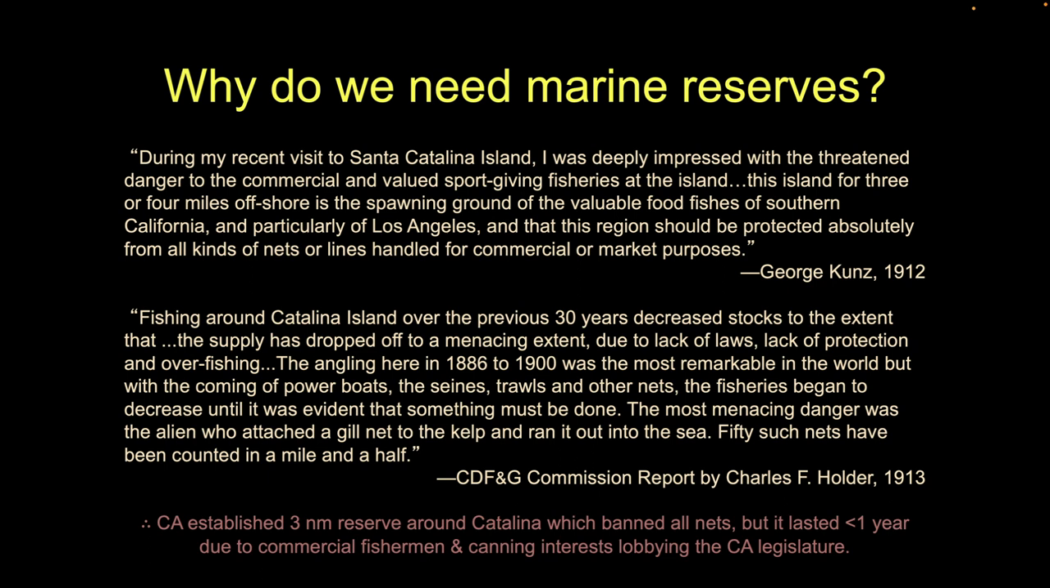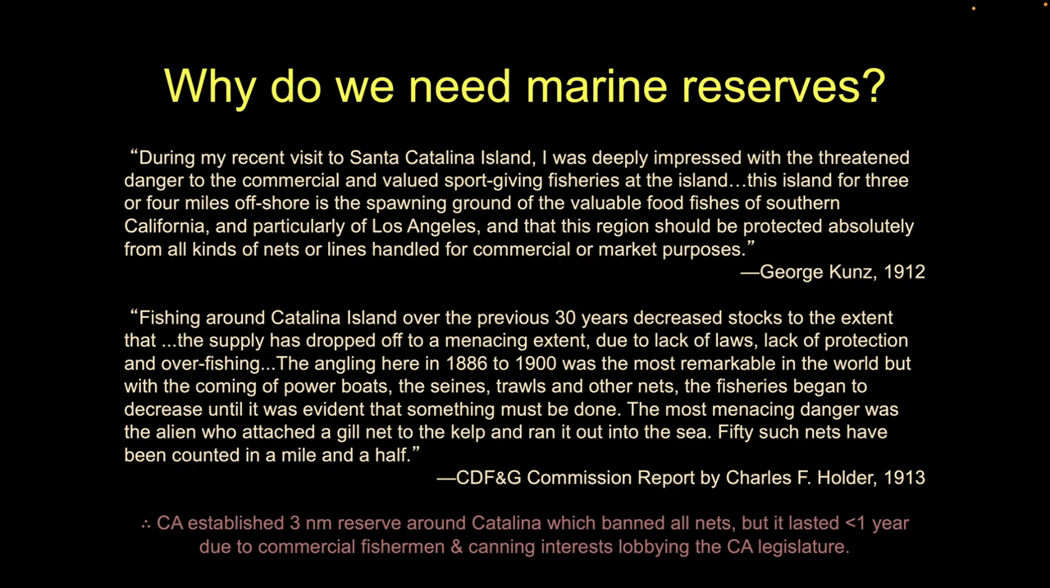Now it looks different. In the wake of this state report, the state established out to 3 nautical miles what we would now call an MPA, what they called a marine reserve. They said no net-based fishing, no gill nets. And it lasted for less than a year because the political pressure got so big.